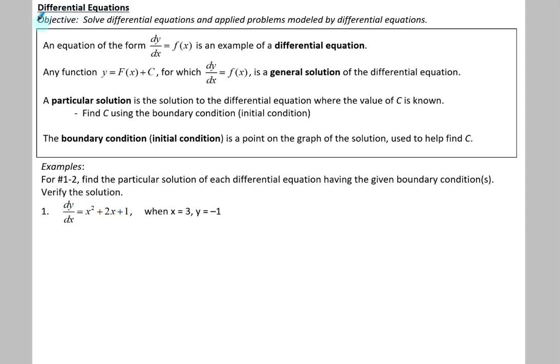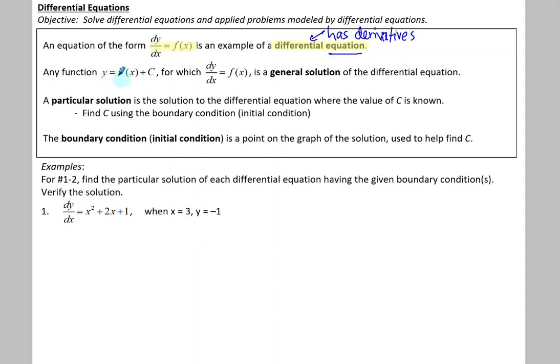Differential equations. Our objective is to solve differential equations and applied problems modeled by differential equations. An equation of the form dy/dx equals f of x is an example of a differential equation. Notice the word differential, like differentiable, refers to derivatives. So this is an equation that has derivatives in it. Whether it be a first derivative or second derivative, it's an equation that involves a derivative. That is a differential equation.